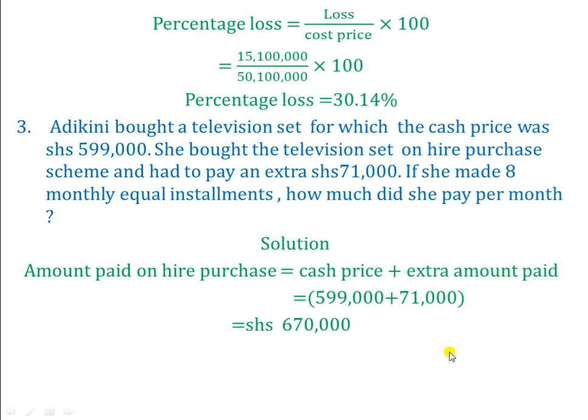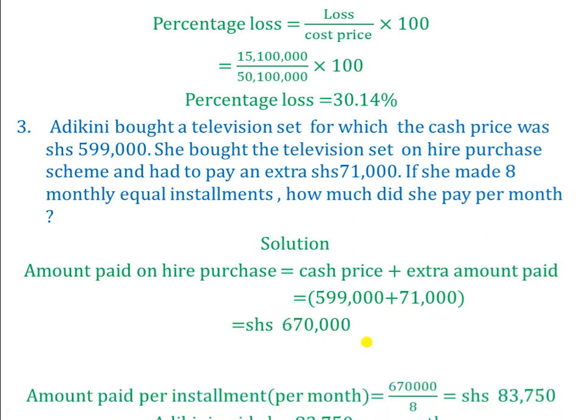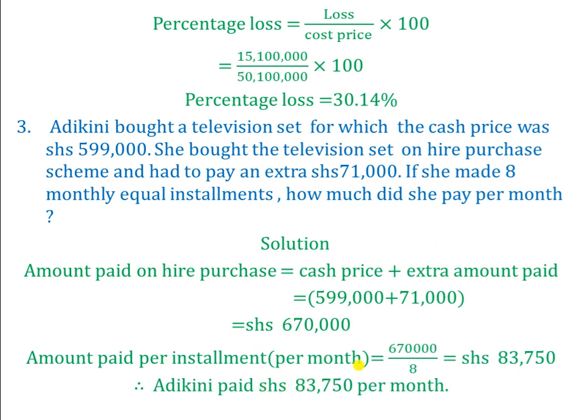670,000. Now, the question says, how much did she pay per month? Remember, she made 8 monthly equal installments. So we shall simply get this amount, which is the total amount she paid, divided by the 8. So it's going to be 670,000 divided by 8, which gives us shillings 83,750. So we can conclude that Adikini paid shillings 83,750 per month. So that is our question 3.